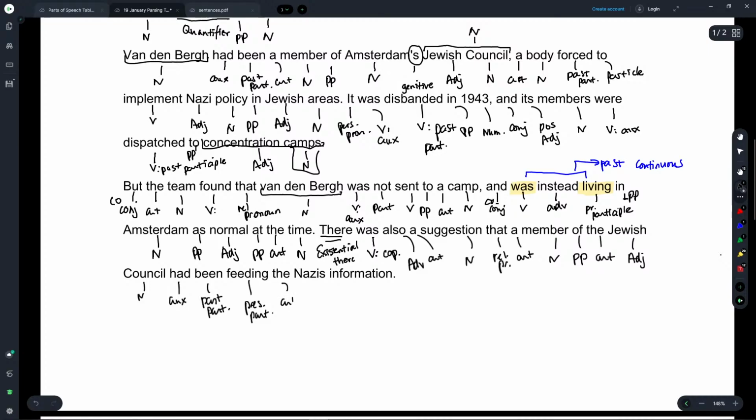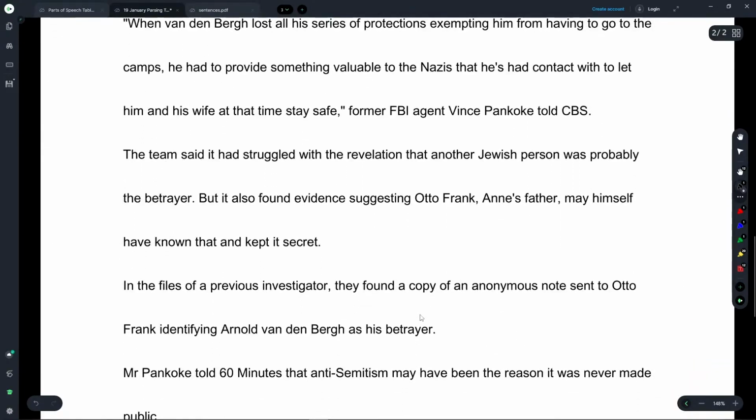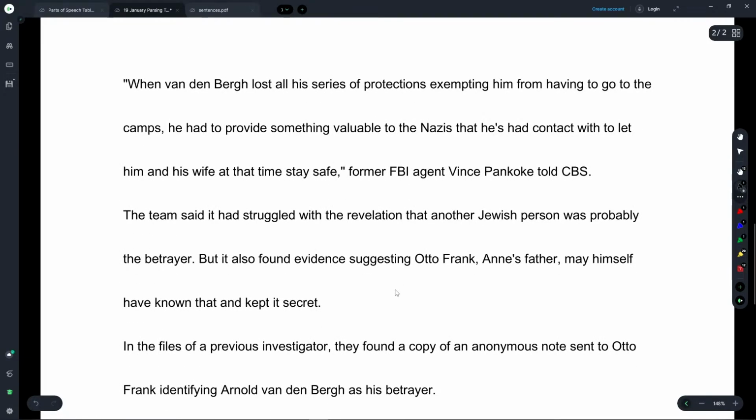The, article, Nazis, noun, information, noun. This is different than "Nazi policy," what we have up here, because then we have Nazi as an adjective, because it modifies a particular type of policy. And here we have that the Nazis were getting information. So then they are a separate entity in this text, and a separate noun. All right, let's move on to the final page of this text.